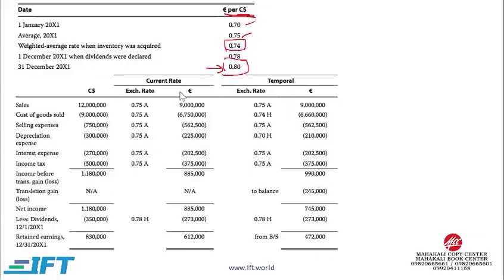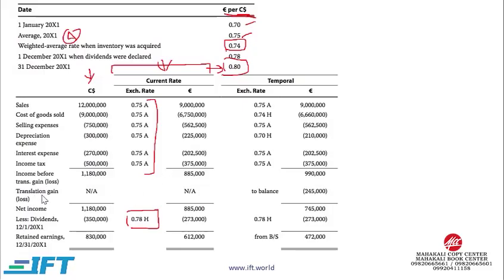Here is what the income statement looks like using the current rate method. This is our foreign currency. On the left, we are translating using the current rate method. Note that with the income statement, we are translating all items using the average rate, 0.75A. A stands for the average rate. The dividend is translated at the rate which was in effect when the dividends were declared.